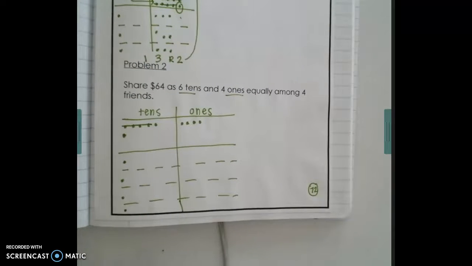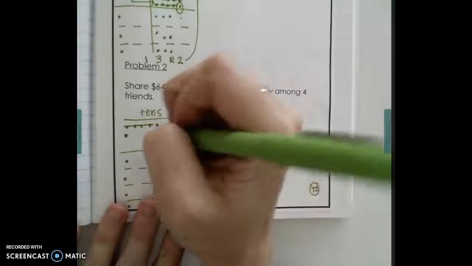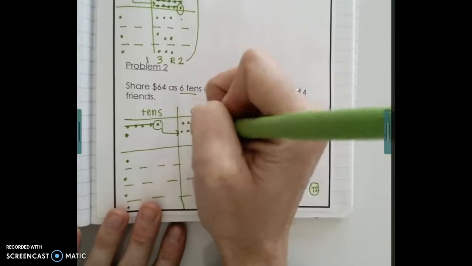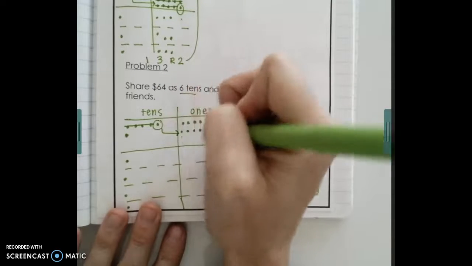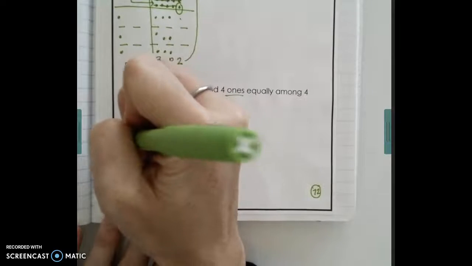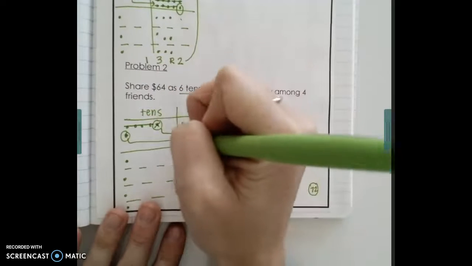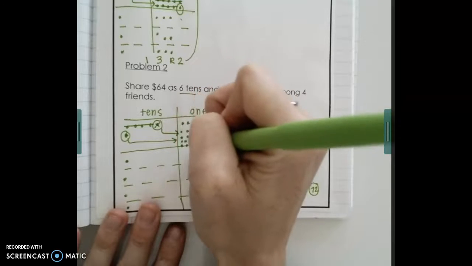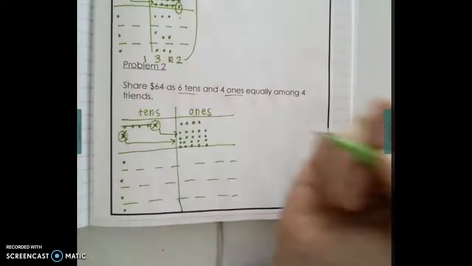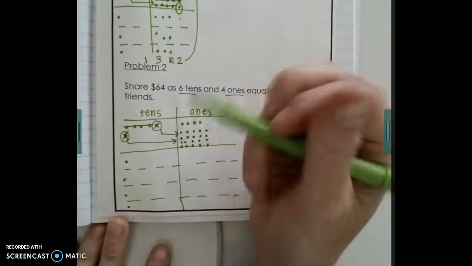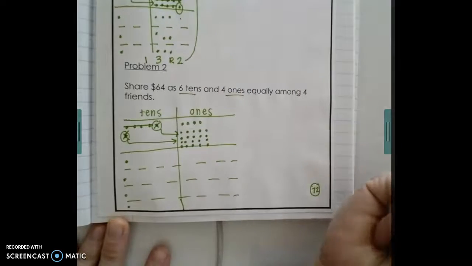So if I just have $10 bills, what I need to do is I need to change them, right, into ones. So that way I can evenly give it to my friends. So I'm going to change this into 10 ones. Right, and change it to 10 ones. Then I'm going to change this one into 10 ones. Okay, so now I have a bunch of ones that I can share with my friends because I ran out of tens. So now I have 24 that I'm going to divide up into my groups.